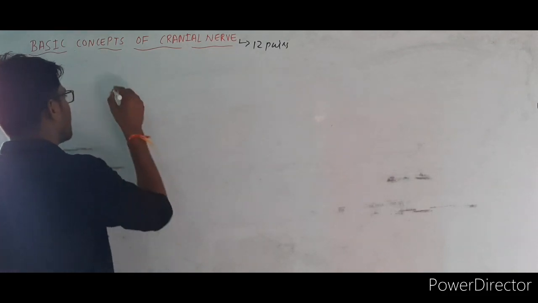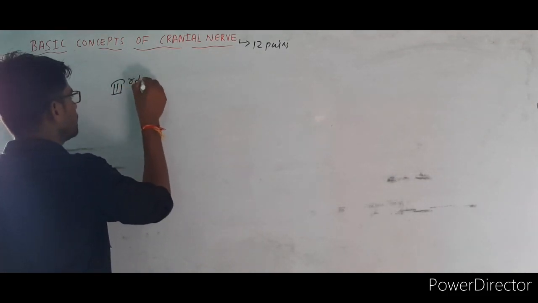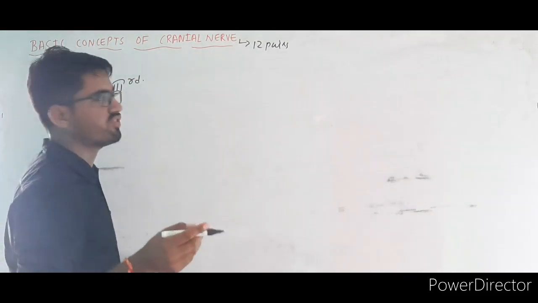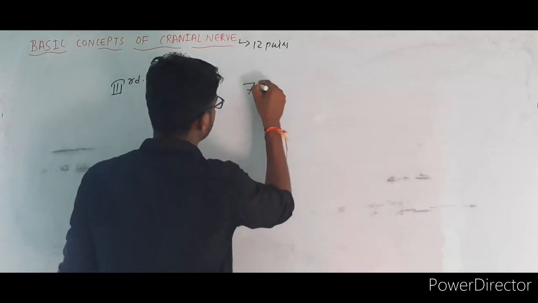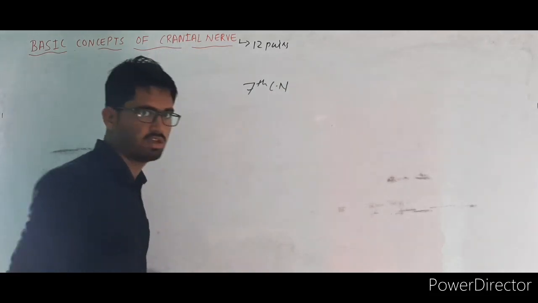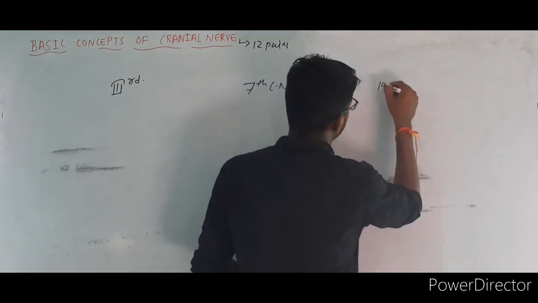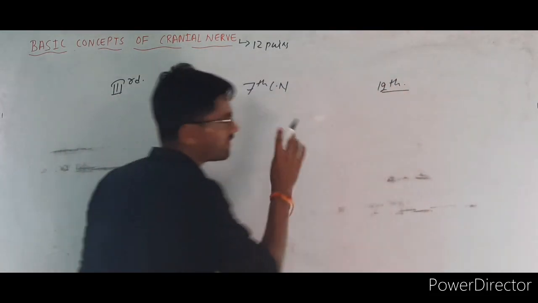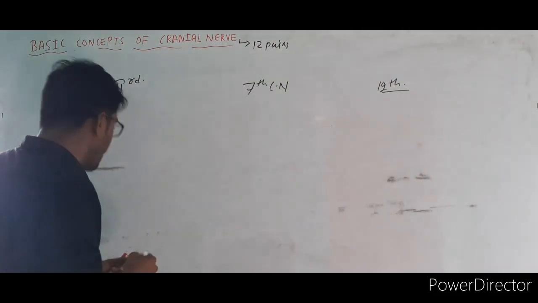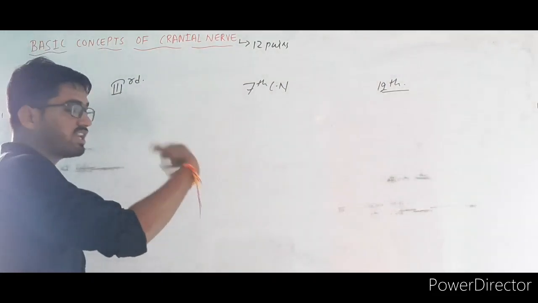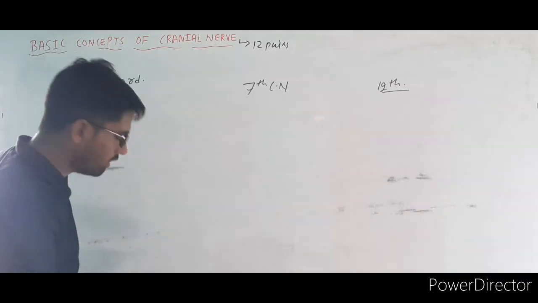Can you tell me the third cranial nerve, which fiber? Can you tell me the 7th cranial nerve, which fiber? Can you tell me the 12th? Which fibers? You tell one by one. Okay, that is more than enough. When you read it again and again, everything will be fine.